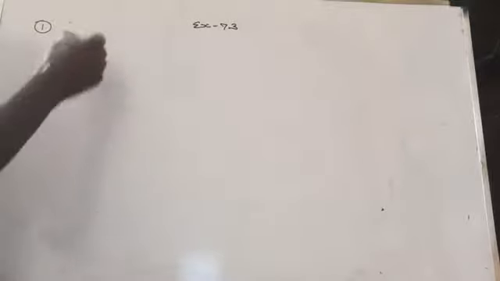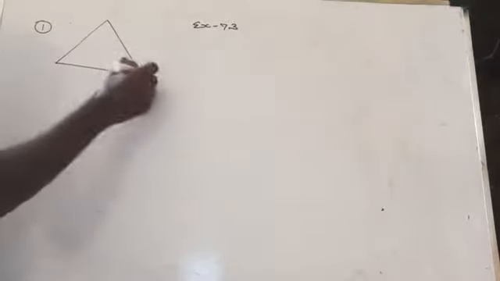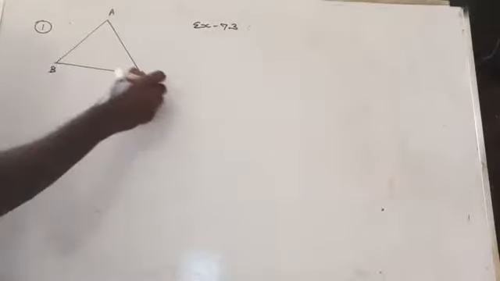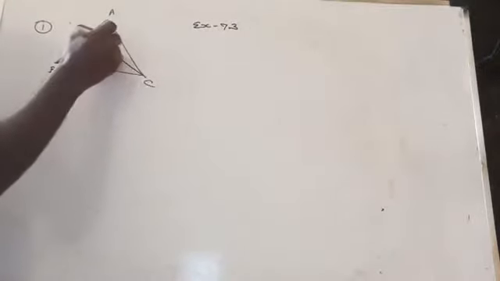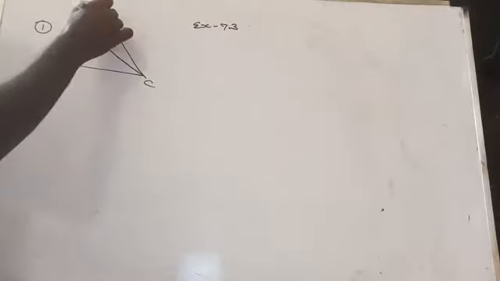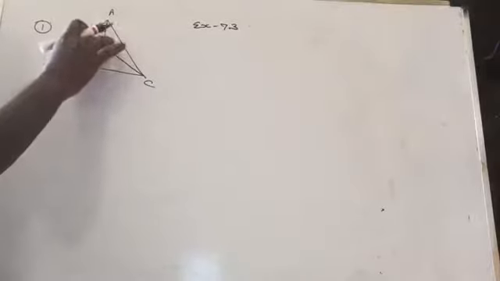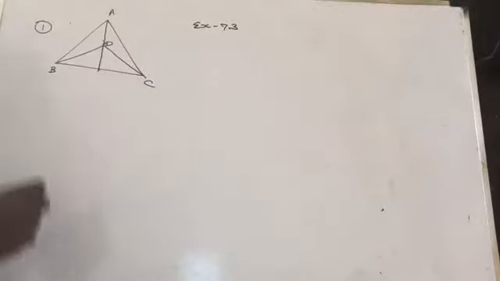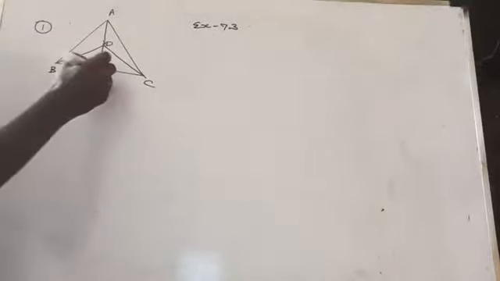The first question is: triangles ABC and DBC are two isosceles triangles on the same base BC, and vertices A and D are on the same side of BC. It is triangle ABC, another one is triangle DBC, lying on the same base BC. If AD is extended to intersect BC at P, this is the point P.